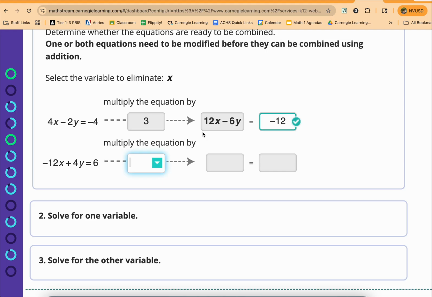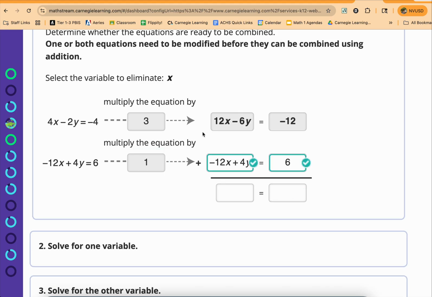Now, for the second one, I already have negative 12x, so I don't need to do anything. So I'm just going to say I'm going to multiply the equation by 1, which means don't change it. Anything multiplied by 1 doesn't change, so when I hit enter, it just fills it out for me. So I didn't change this one, and now I can add them together. They are stacked up. The 12x minus 12x goes away. But negative 6y plus 4y, I now have negative 2y on that side of the equal sign. And on this side of the equal sign, I have negative 6.